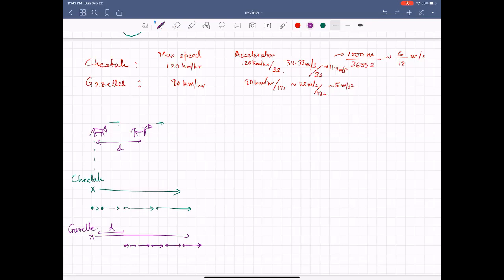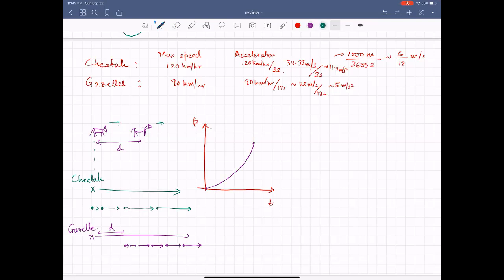From this it's easy to translate to all the other graphs. What should the position versus time graph look like? The cheetah, let me draw that in green. The cheetah is starting from the origin and is accelerating in the positive direction. It's increasing its speed, so this has to be curved upwards like that, where the slope of the curve keeps increasing.